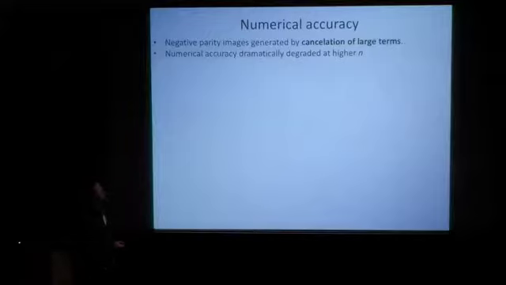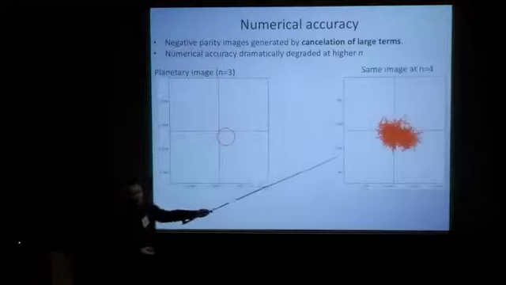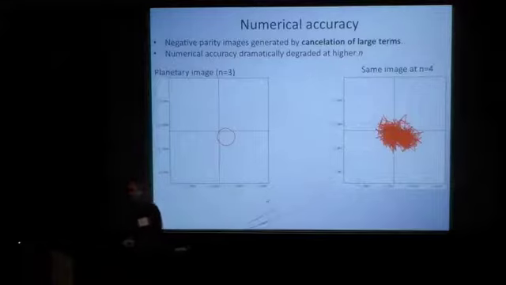And so the numerical accuracy is completely lost when you want to go from binary lenses to triple lenses or quadruple lenses or whatever. So for example, this is a planetary image, so a very small image close to a planet for the case n equals 3. But when you go to n equals 4, then you get this, solving the polynomial. So practically, it's completely useless.